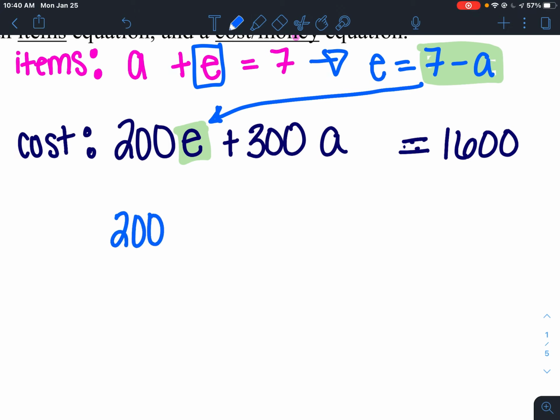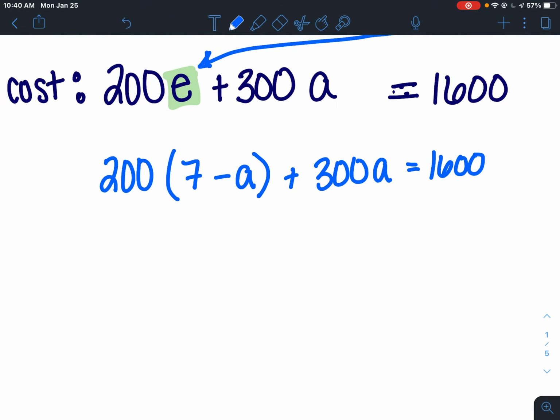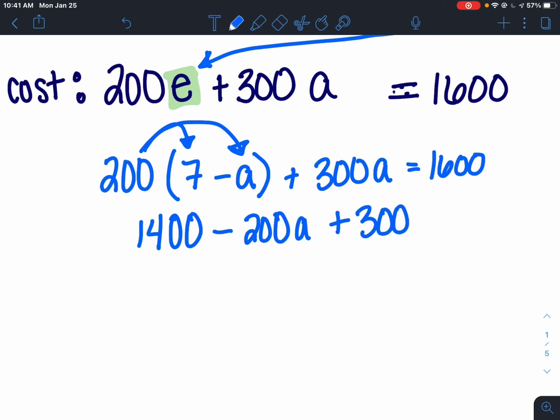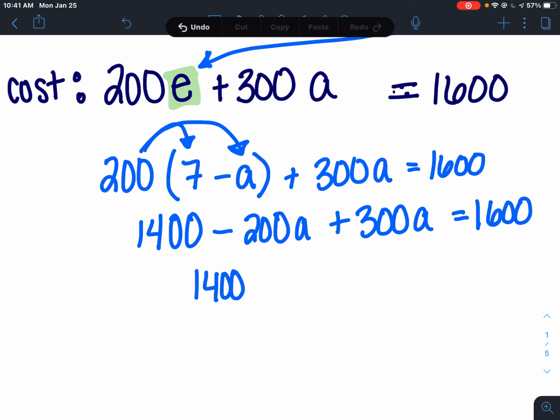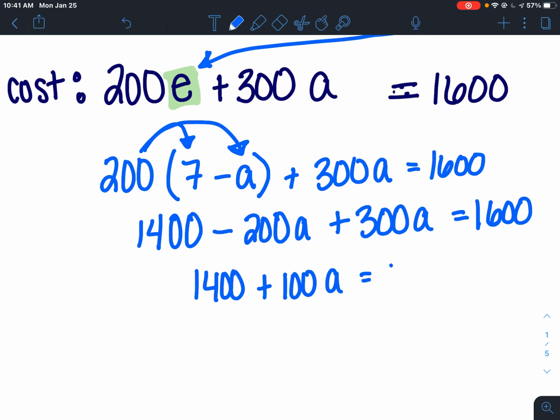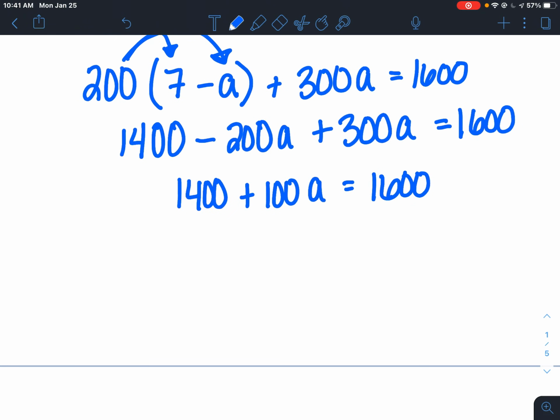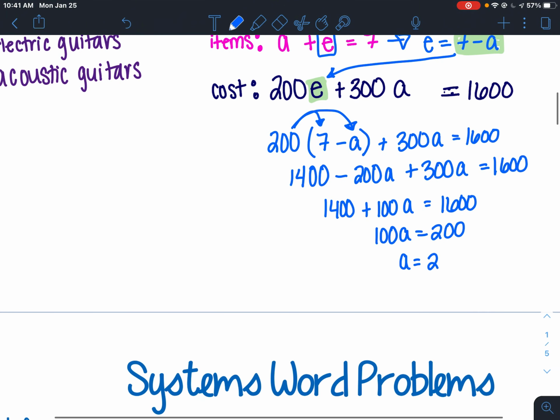So we'll have 200E, which E equals 7 minus A, plus 300A equals $1,600. We will then distribute. So 200 times 7 is 2 times 7 is 14, and then we'll add on the 2 zeros, minus 200A plus 300A equals 1,600. Then we have 1,400 plus 100A equals 1,600. Subtract 1,400 from both sides. 100A equals 200, and A will equal 2. So that means that there were 2 acoustic guitars sold.